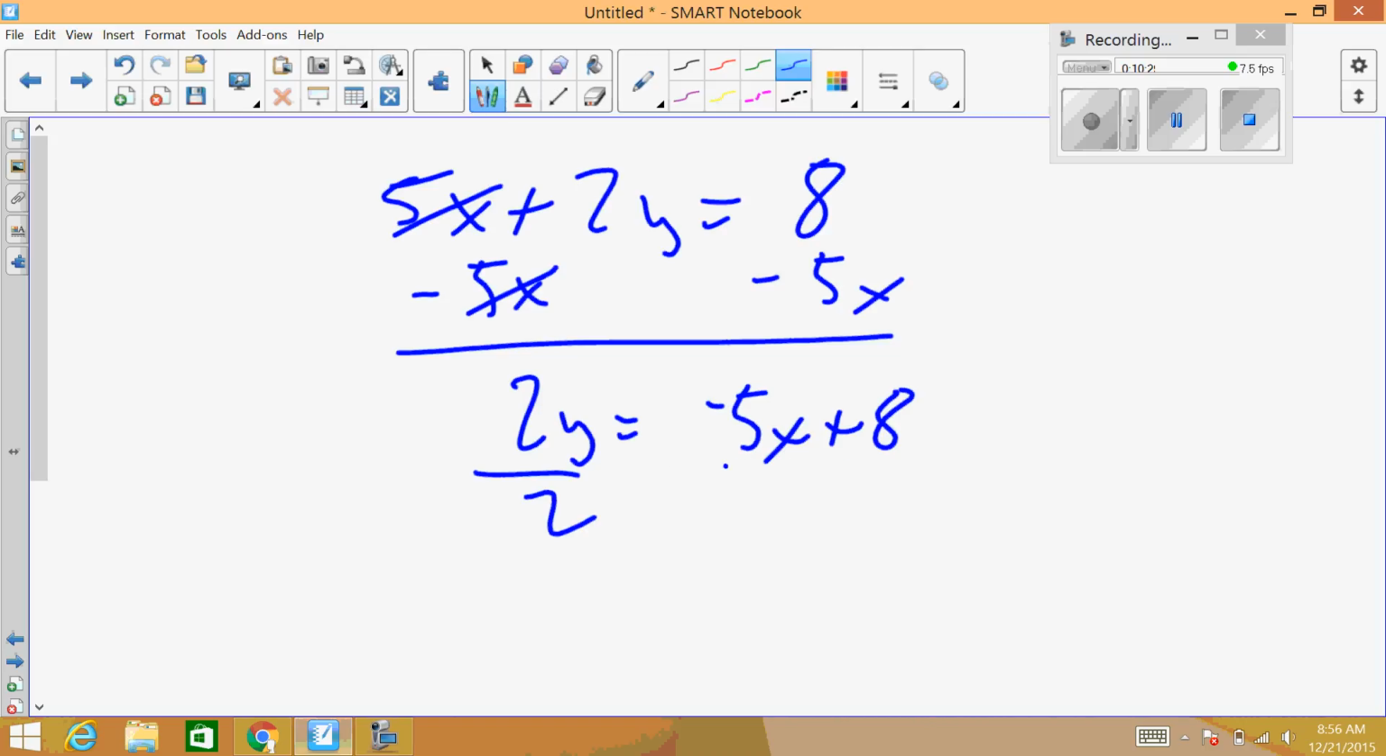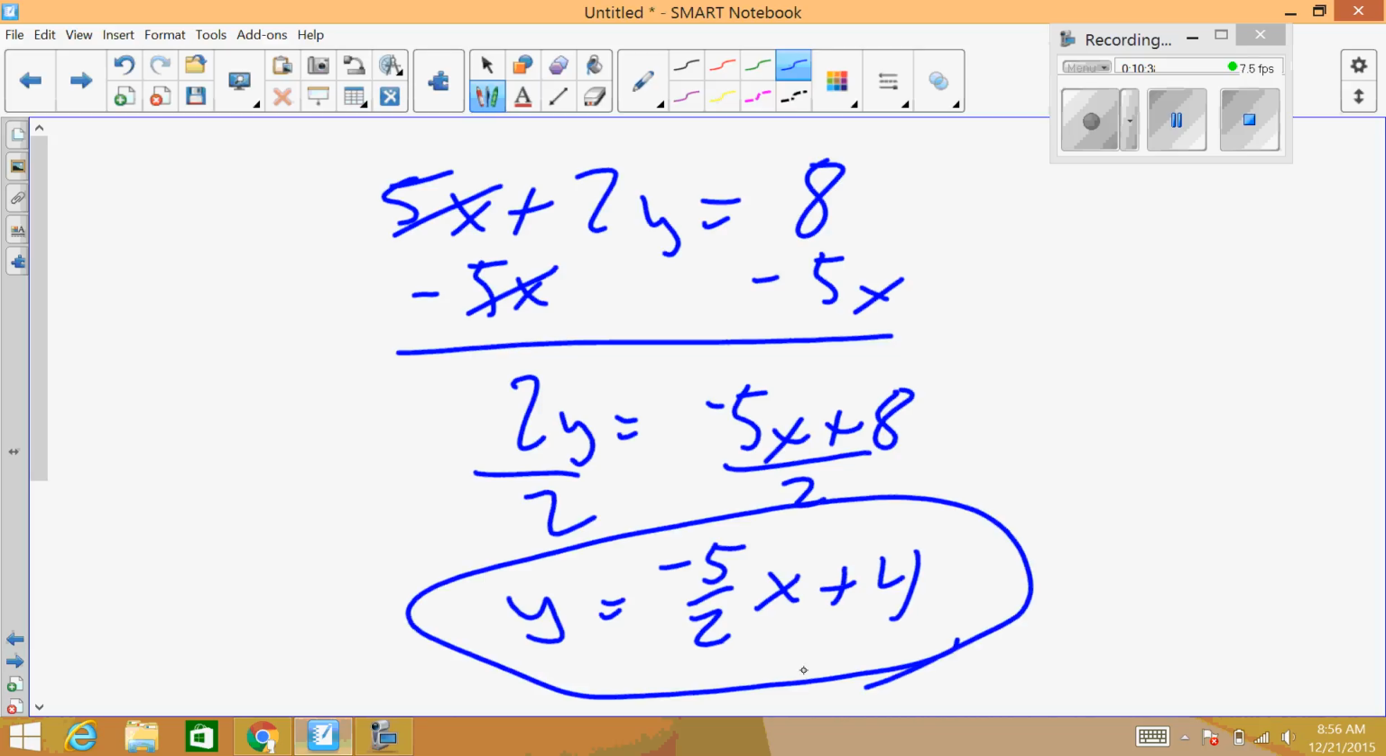I'm going to divide by 2. Y equals negative 5 halves x plus 8 divided by 2 is 4. And remember, I have to divide both those terms. And there we go. So now I could take this equation in slope-intercept form and compare its slope to another equation to see if they are indeed parallel.